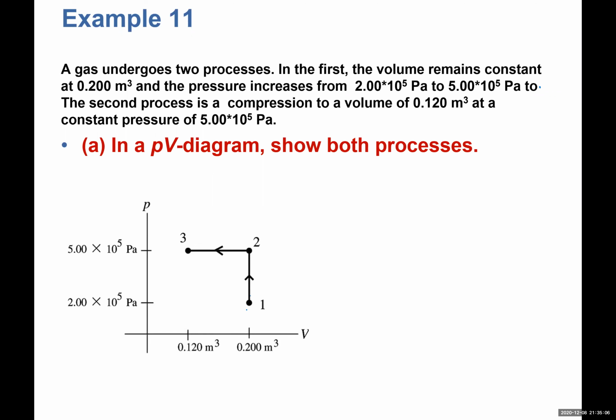That means we start from 1, which is 0.2 cubic meters. Then we keep the volume constant and go to state 2, which is increasing the pressure. Then we have an isobaric process where the pressure is constant, and we decrease the volume to 0.12. All right, so this is basically the PV diagram for that.